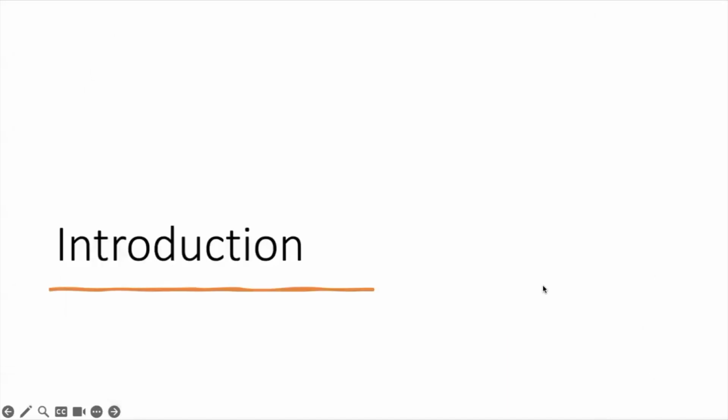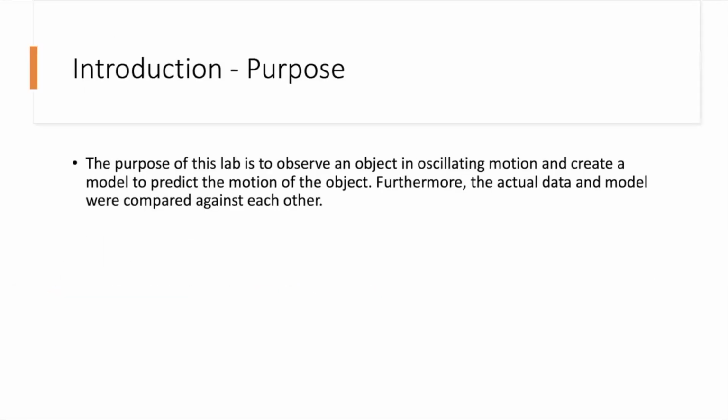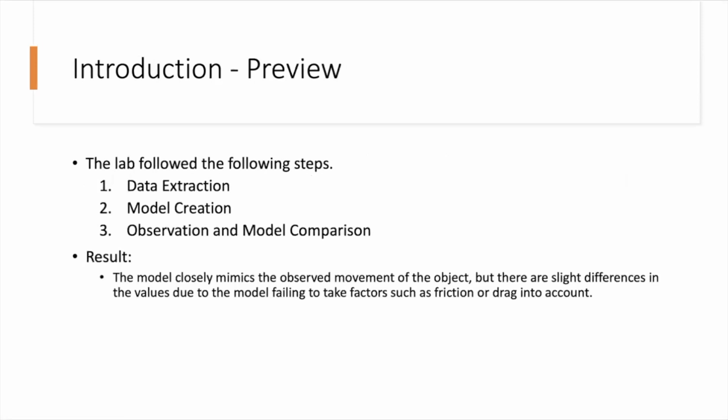Starting with the introduction, the purpose of this lab is to observe an object in oscillating motion and create a model to predict the motion of the object. Furthermore, the actual data and model are compared against each other. The lab followed the following steps. Step 1, data extraction. Step 2, model creation. And step 3, observation and model comparison.